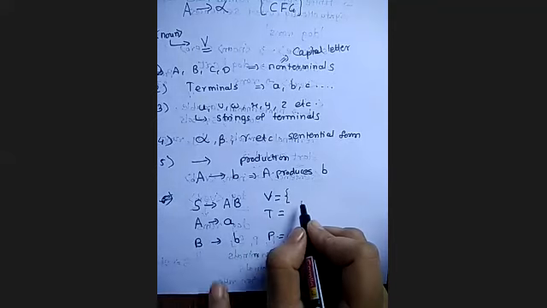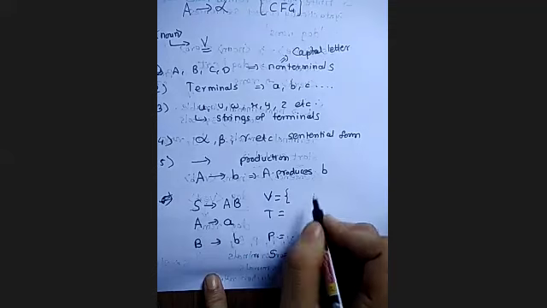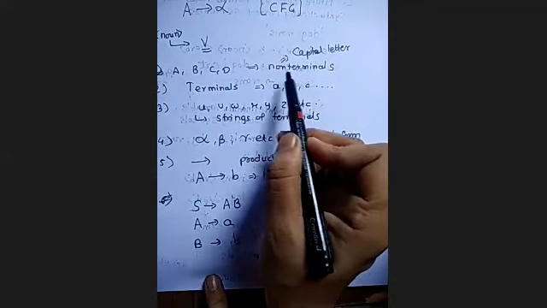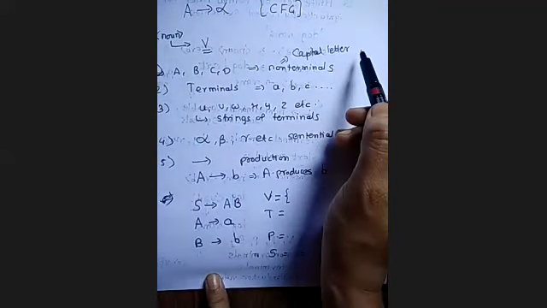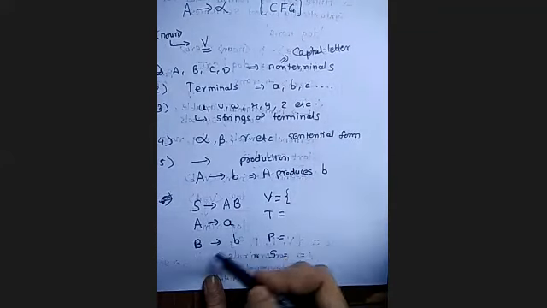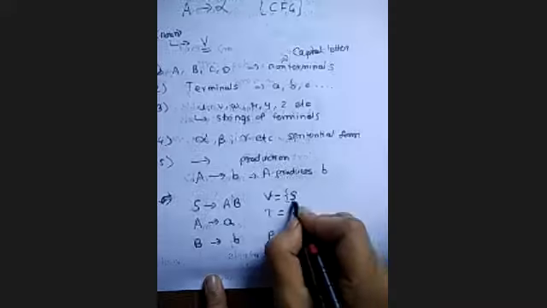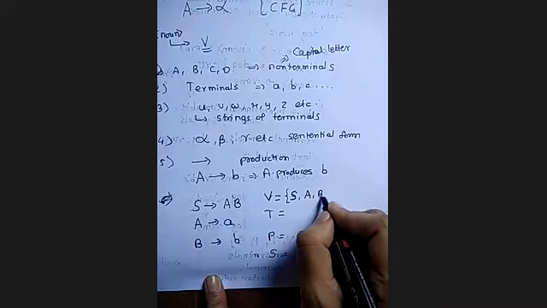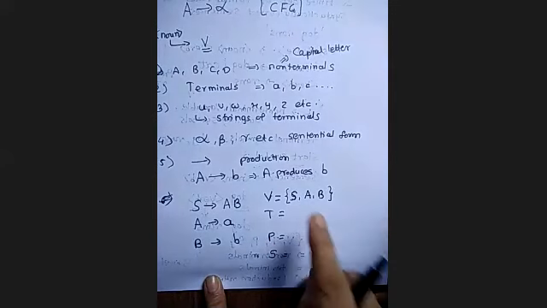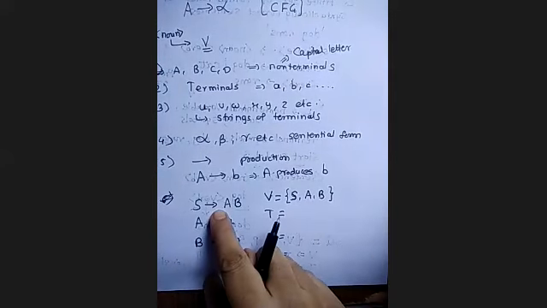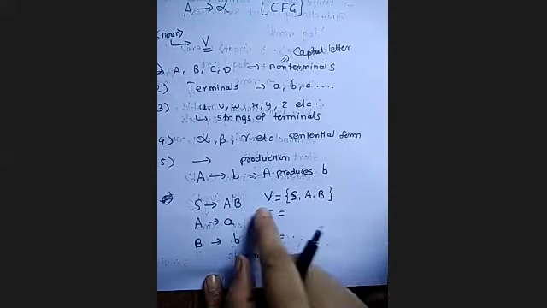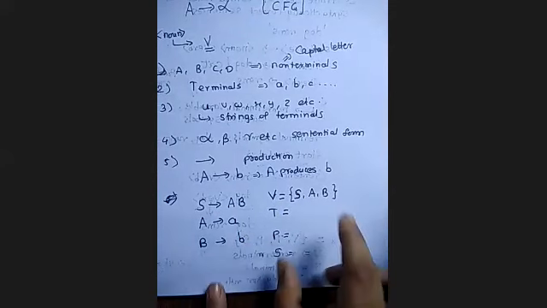What is V? V is a set of non-terminals. And non-terminals are what? Non-terminals are denoted by capital letter. So what are the capital letters in this grammar? Yes, A, B. And that is the correct answer. Few students have given the answer as AB, but S is also a non-terminal, so it should be in the set of non-terminals. Is that clear?